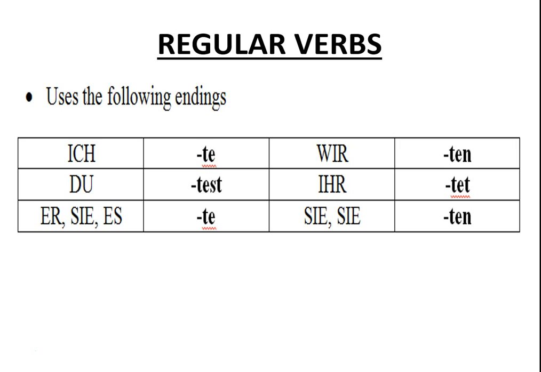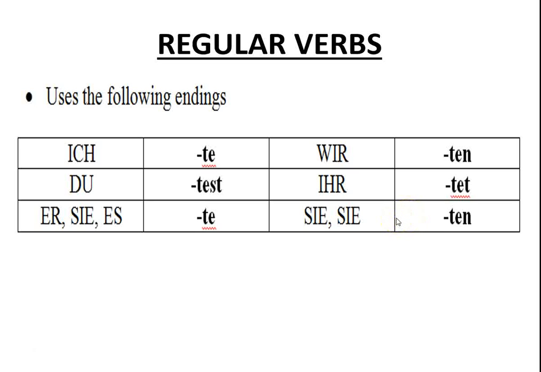The simple memory trick is te, test, te, ten, tet, ten. I'll repeat that. Te, test, te, ten, tet, ten. Earlier, when you looked at the present tense conjugation of verbs, you might recall e, st, t, en, t, en. These are now very similar, right? So you have the ich and the er as the same, the wir and the sie as the same.